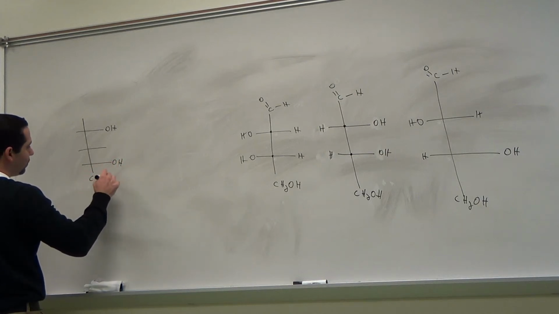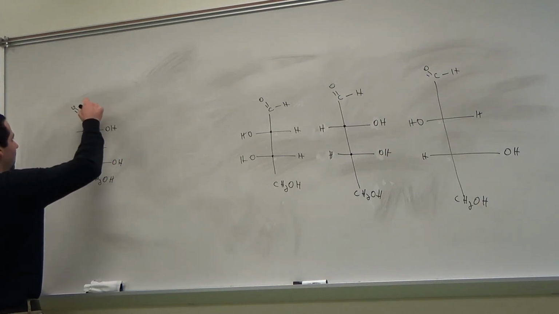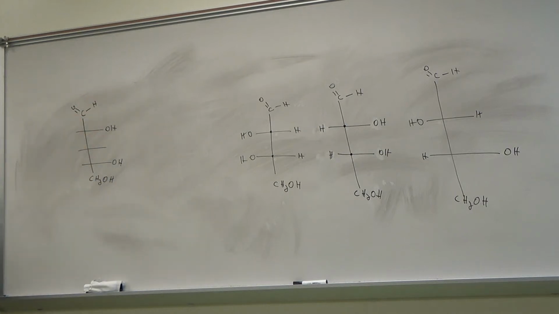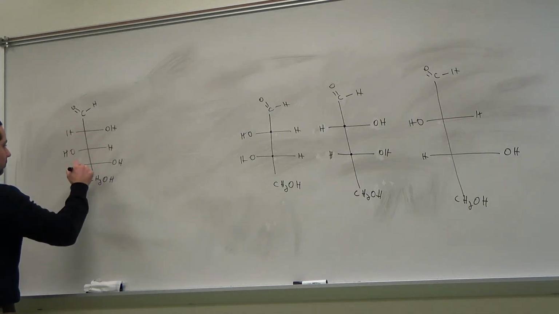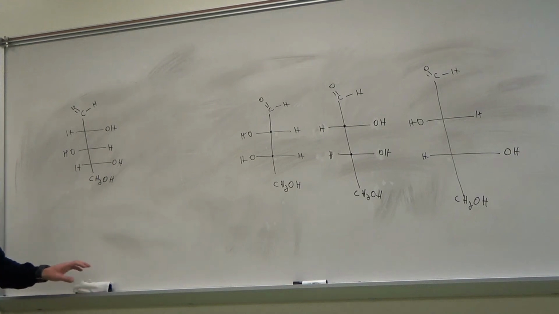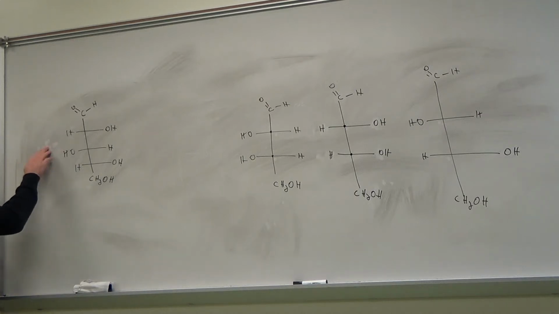And most of the time, Fisher projections are used for talking about carbohydrates, okay, sugars. I want you to draw an enantiomer of this. How many enantiomers should there be? One. One enantiomer only. I want you to draw the enantiomer of that, and then draw two diastereomers of that.